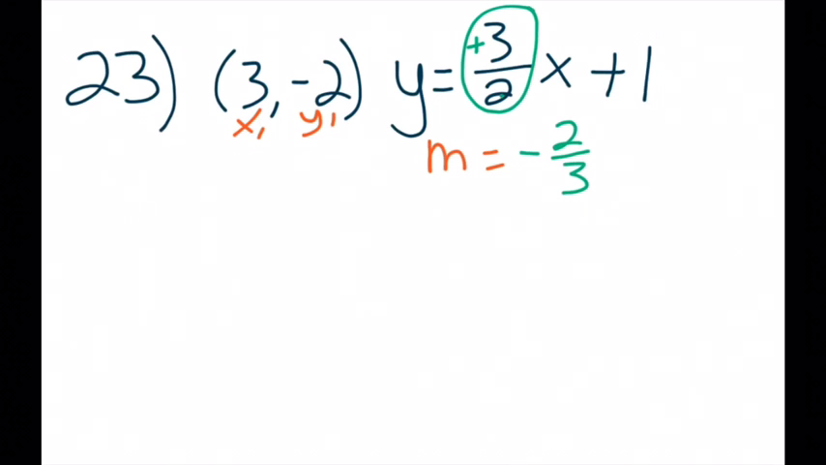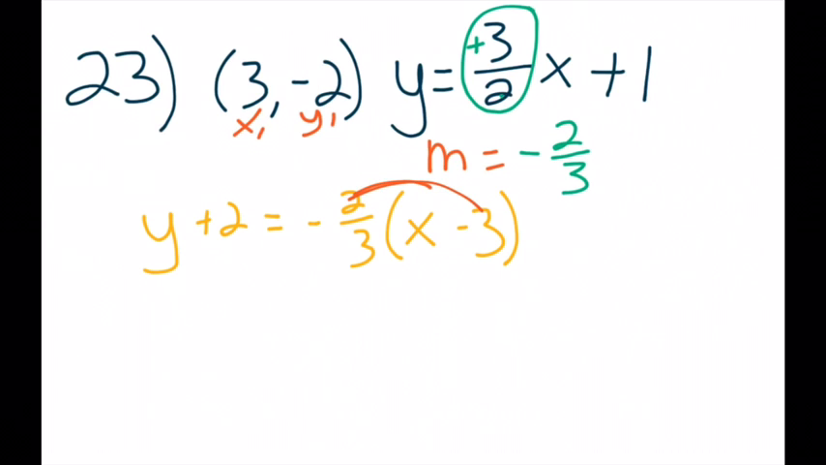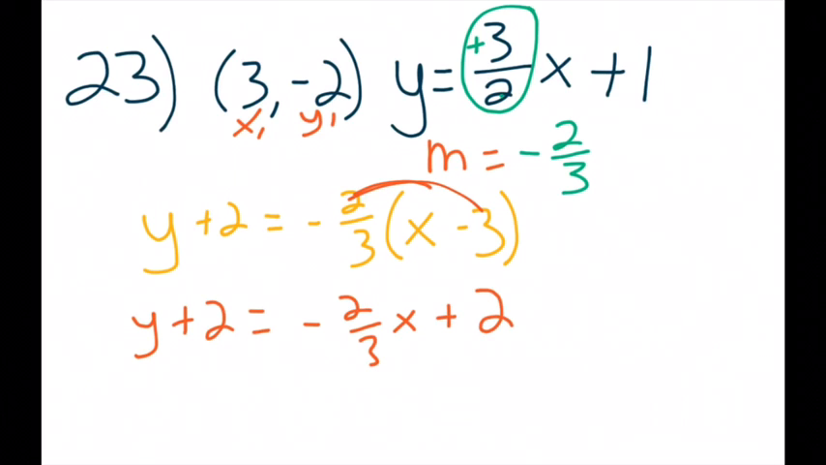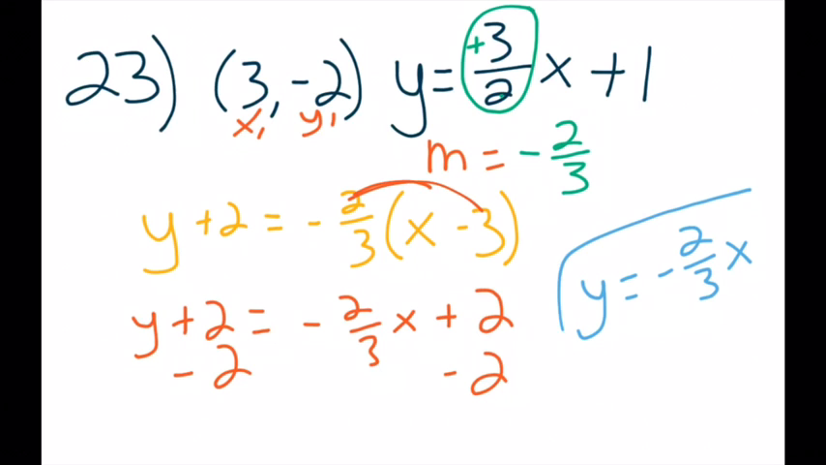So plug it in. I have y minus a -2, which is y plus 2, equals -2/3 parenthesis x subtract 3. We're going to distribute that -2/3 through. So y plus 2 equals -2/3 x plus 2. Subtract 2 from both sides. So my answer is y equals -2/3 x.